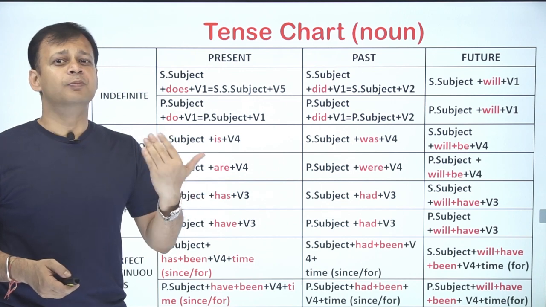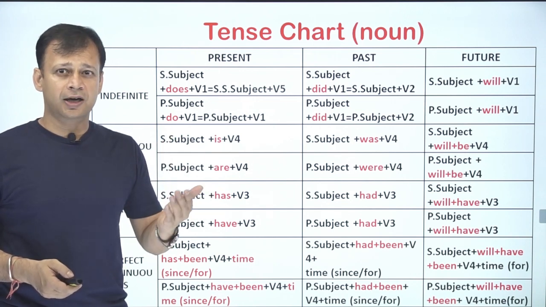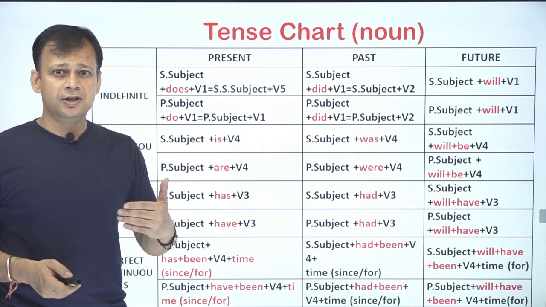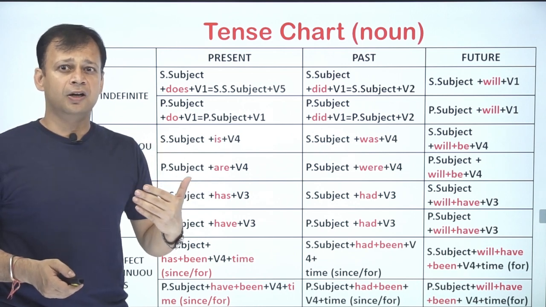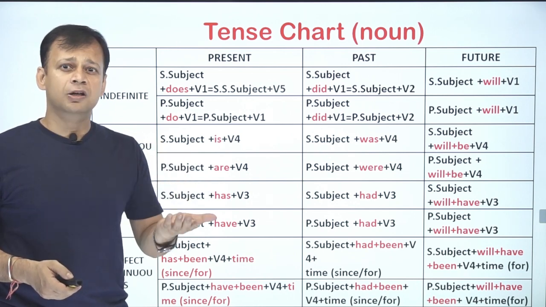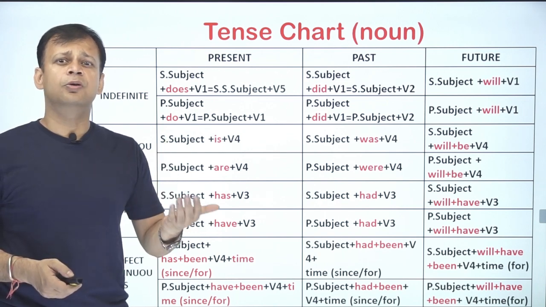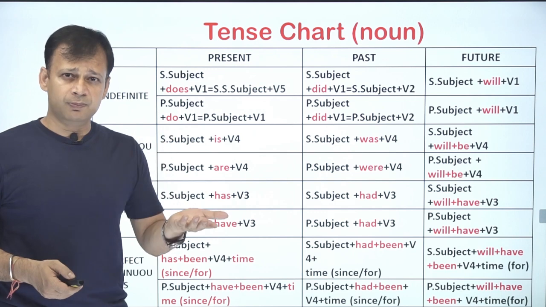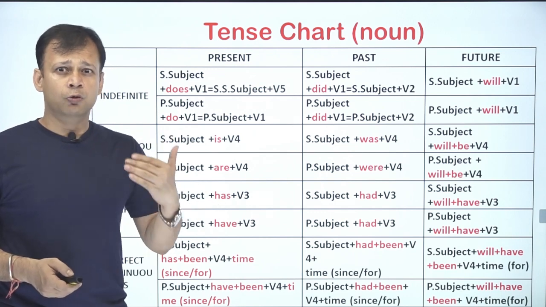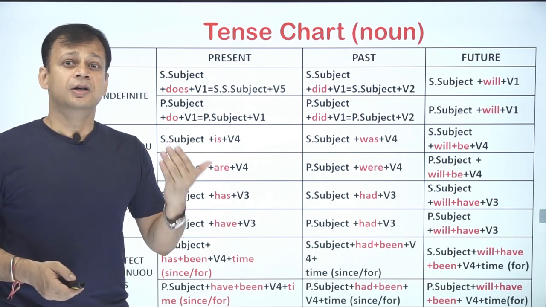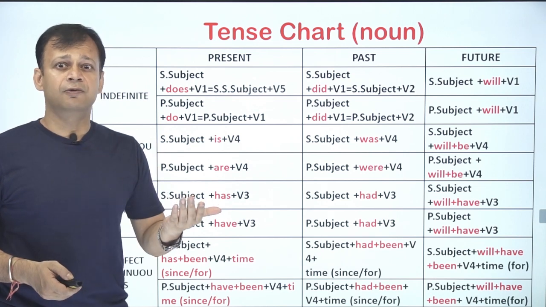Birds will fly. Birds will not fly. Will birds fly? Will birds not fly? Birds will be flying. Birds will not be flying. Will birds be flying? Will birds not be flying? Birds will have flown. Birds will not have flown. Will birds have flown? Will birds not have flown? Birds will have been flying for 2 hours. Birds will not have been flying for 2 hours.